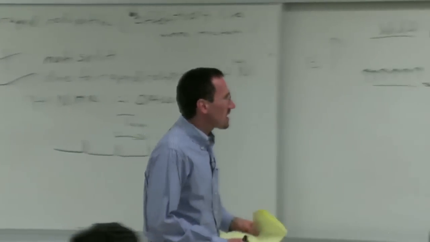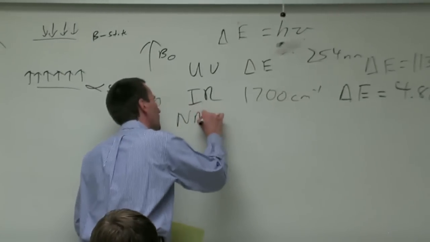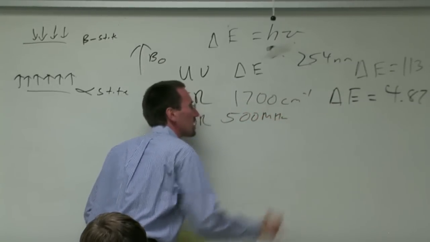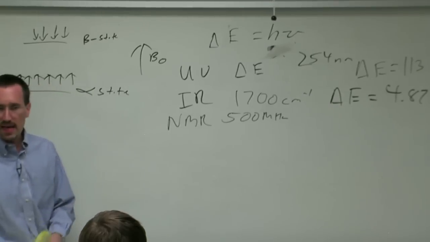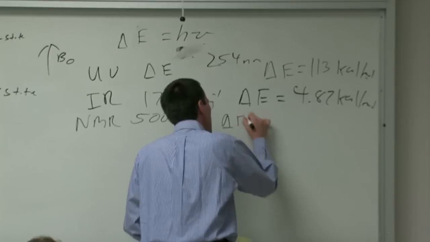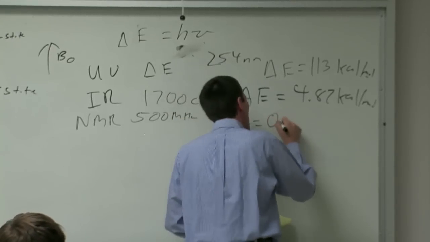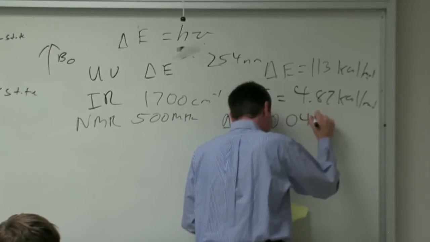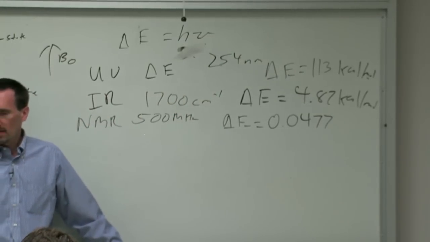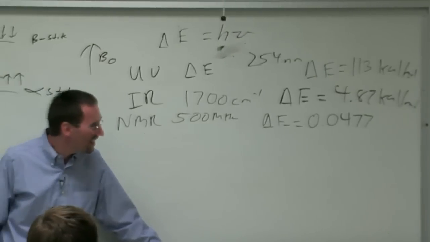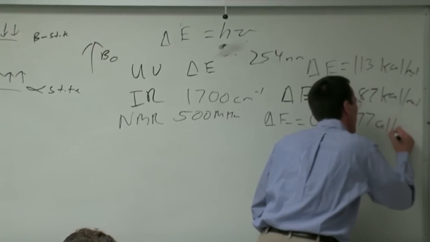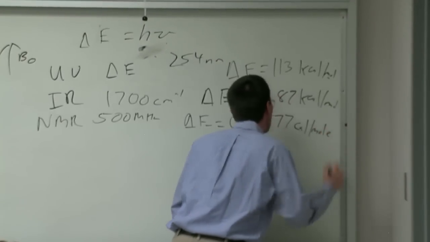Well, if we do the same for NMR, and let's say we take 500 megahertz, and again plug in E equals h nu, then delta E is equal to 0.0477, but it's not kilocalories per mole, it's calories per mole.